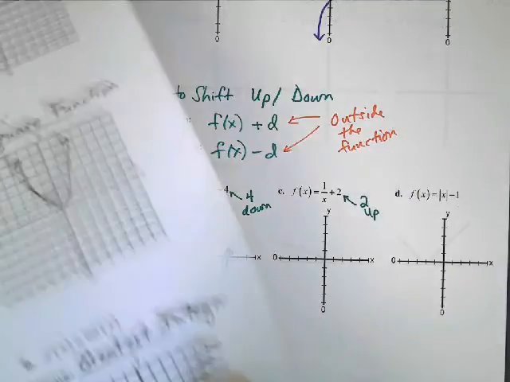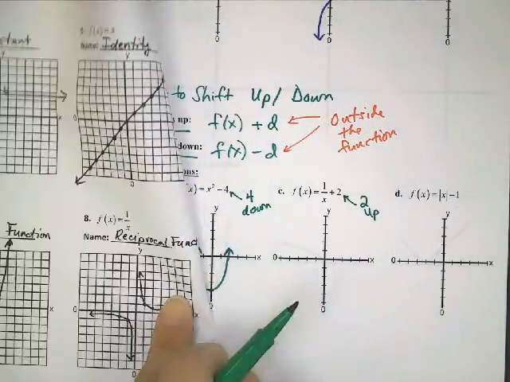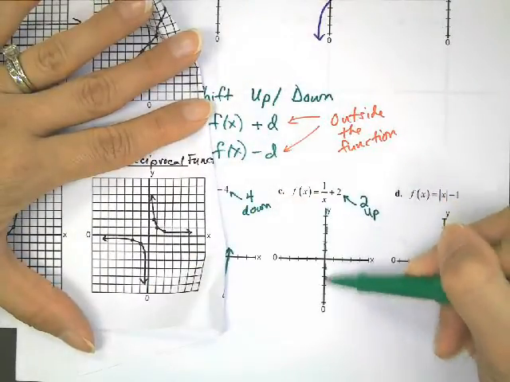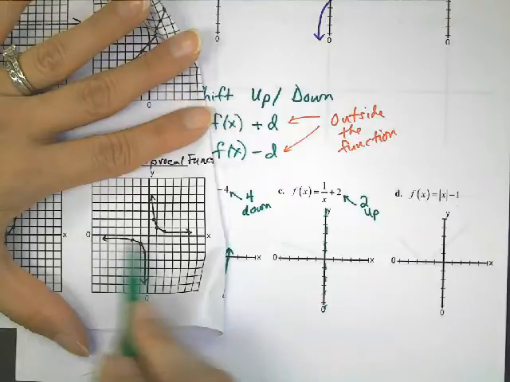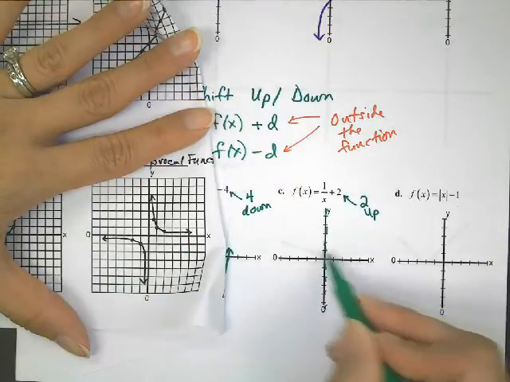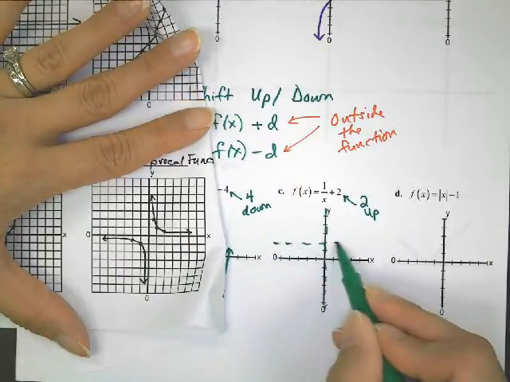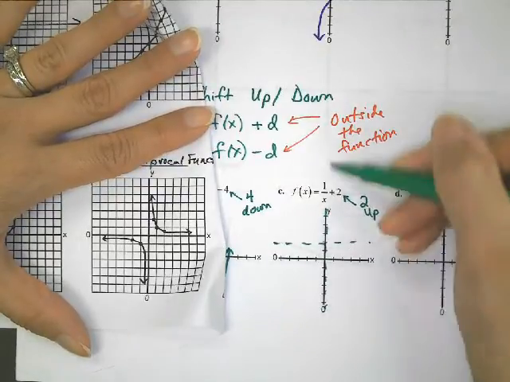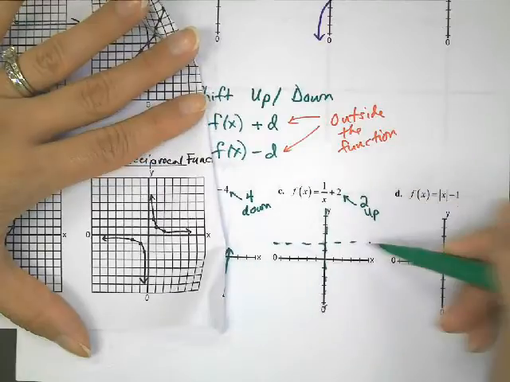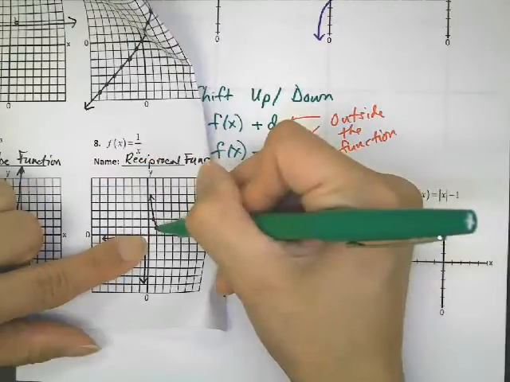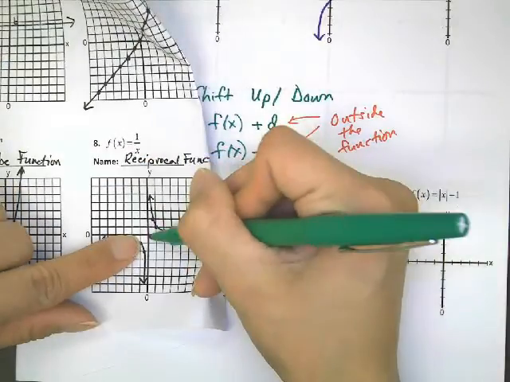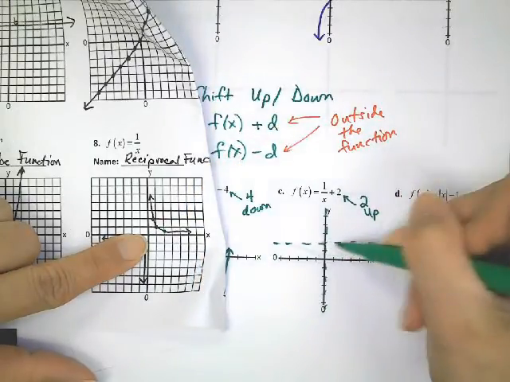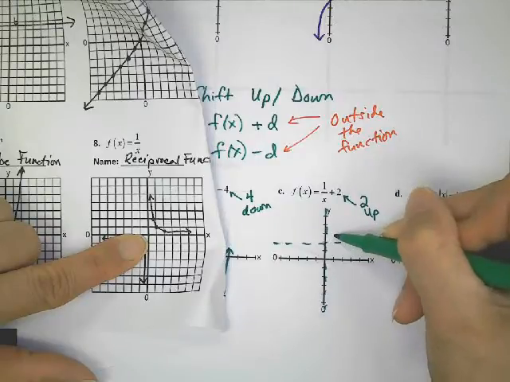So if we take a look at these asymptotes, the asymptote on the y-axis is still going to be on the y-axis. But the x-axis asymptote, that one's going to get shifted up too. There are the asymptotes. Now there used to be a point right there, 1, 1, 1 point away from the asymptotes. It's not there anymore.